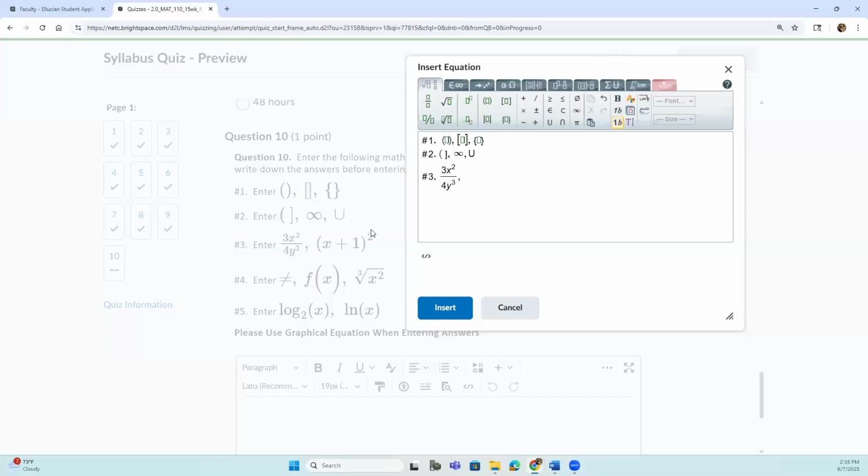All right, x plus 1, whole thing squared. Start with open close parenthesis, letter x, plus sign, 1. Put the cursor right next to the close parenthesis, then exponent squared.